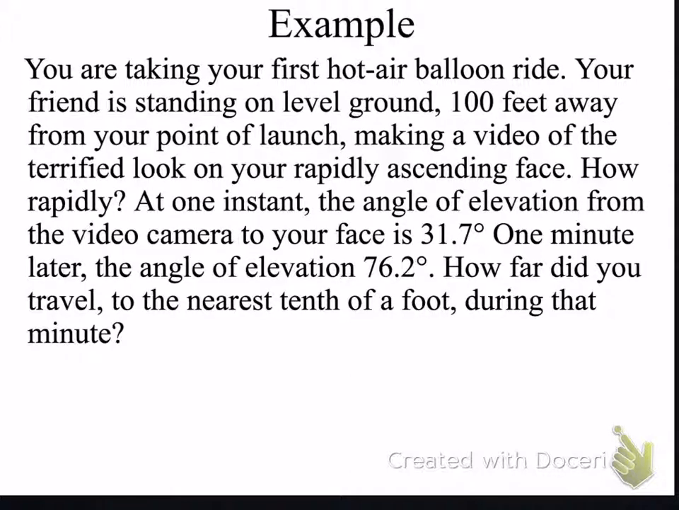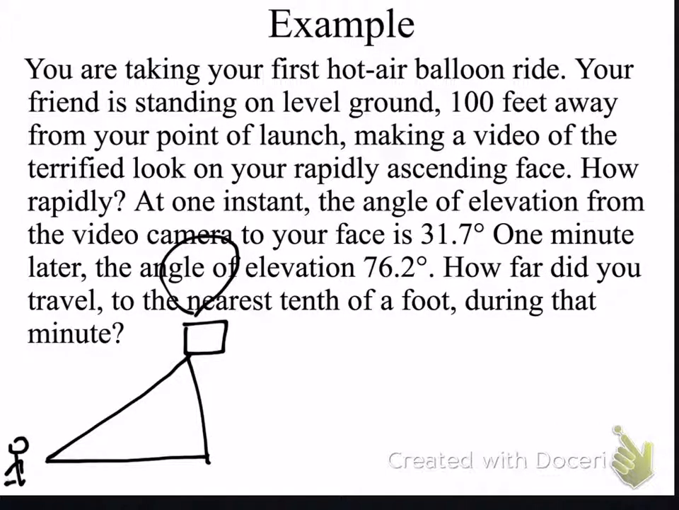So this picture, it's going to be involved. So here's going to be our hot air balloon. And here's the person standing at the ground. So remember, they're 100 feet away from the point of launch. So they're standing right here. It's a 90-degree angle. And the first time they look up, that little degree right there is 31.7. So 31.7 is this angle here. And then they want to know the distance, the height that you're at, that first initial height.